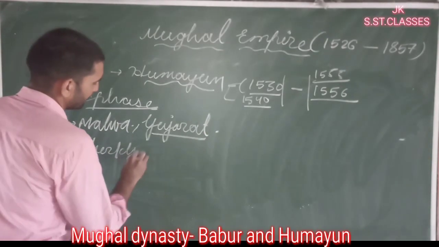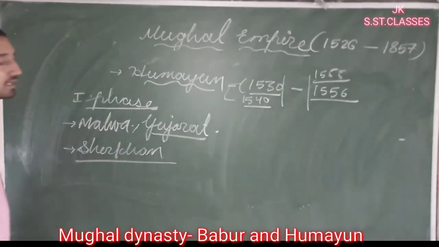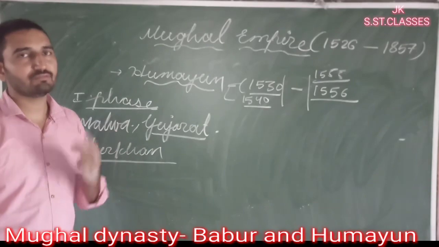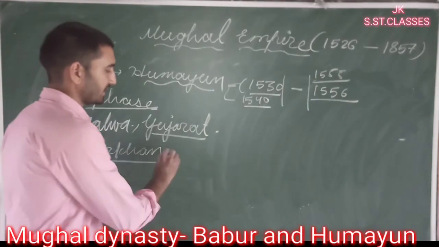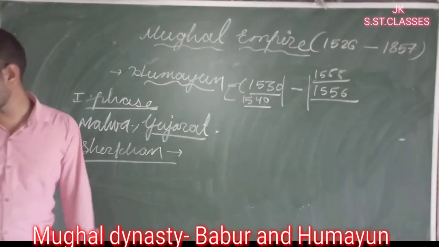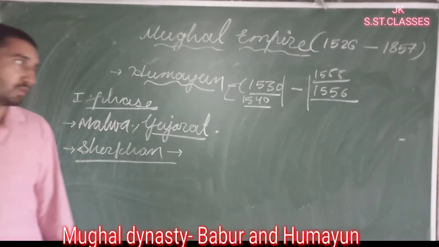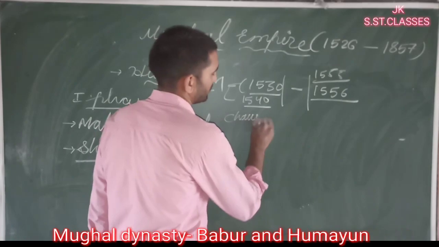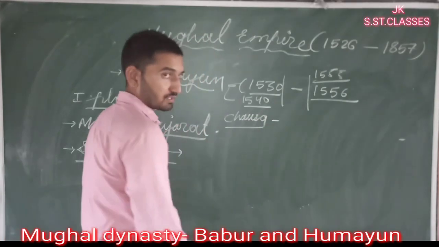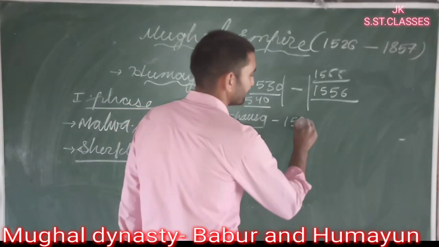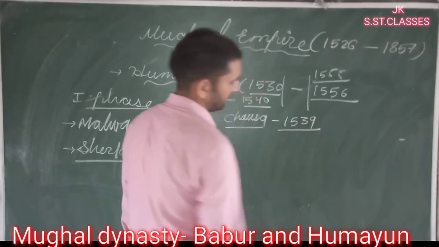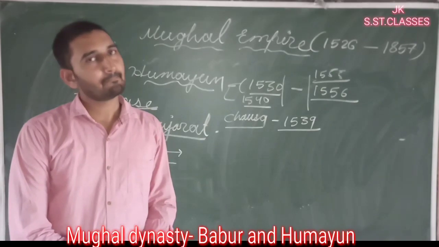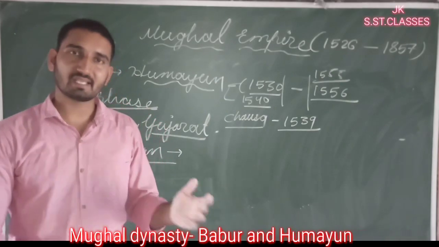Okay, Sher Khan, the Afghan commander. So Sher Khan and Humayun fought two major battles, which were the Battle of Chosa near Buxar, fought in 1539. In this battle, Humayun was defeated by Shershah, or Sher Khan.